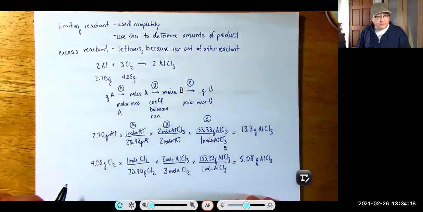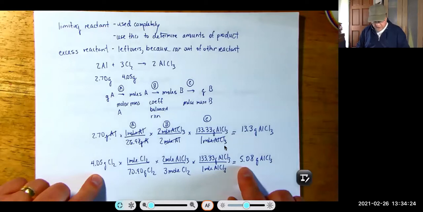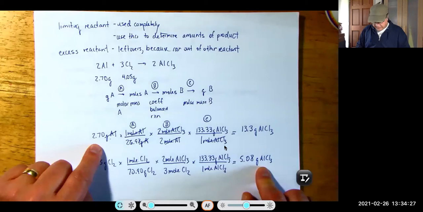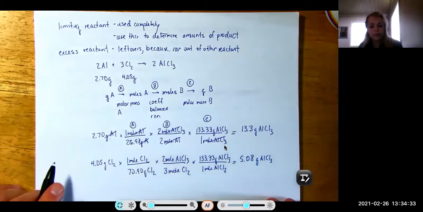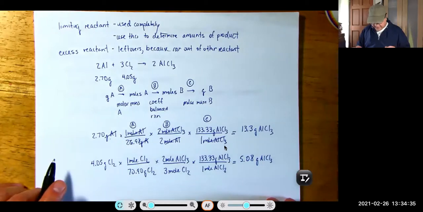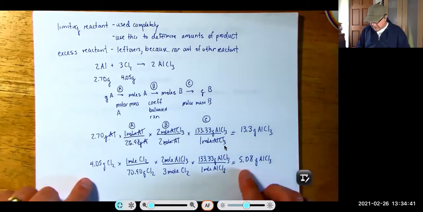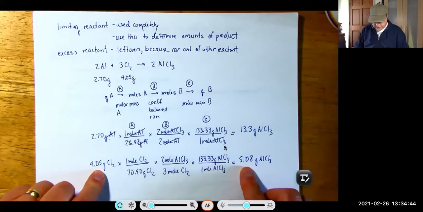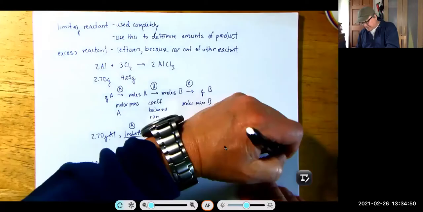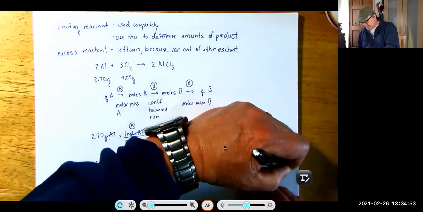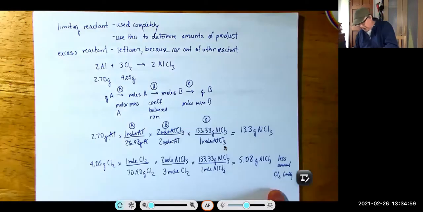So from our 4.05 grams of chlorine, we can only make 5.08 grams of aluminum chloride. From our 2.70 grams of aluminum, we can make 13.3 grams of aluminum chloride. And when we think about this, we think, okay, how much could we really make? And the answer is if there's only enough to make 5 grams, you can't possibly make 13 because you run out of chlorine. So here, because this is the lesser amount, that means that Cl2 is limiting. And if Cl2 is limiting, aluminum is in excess.